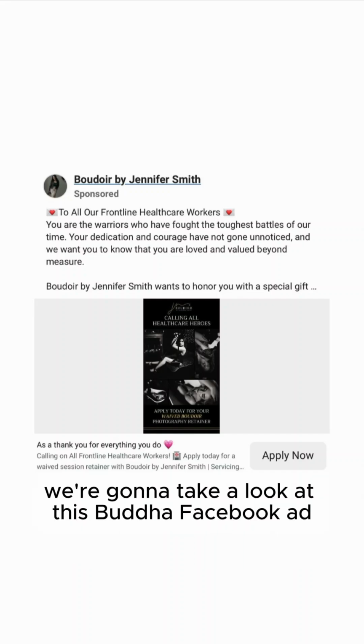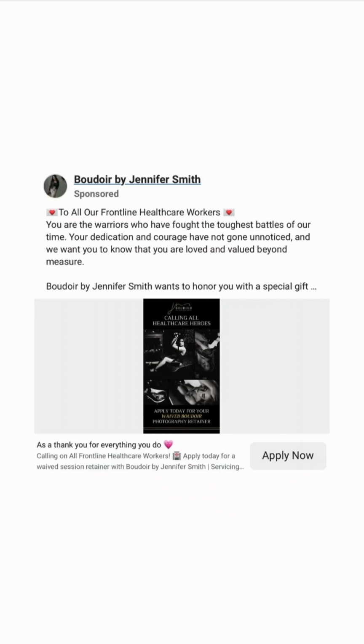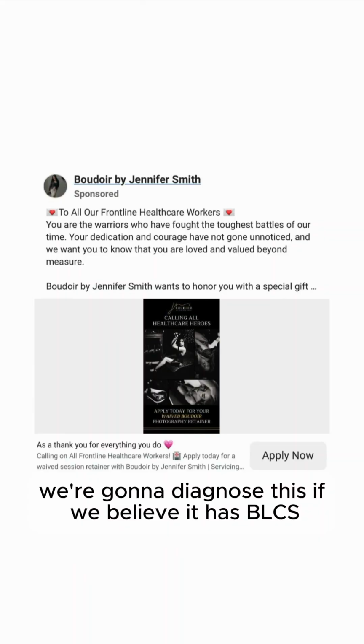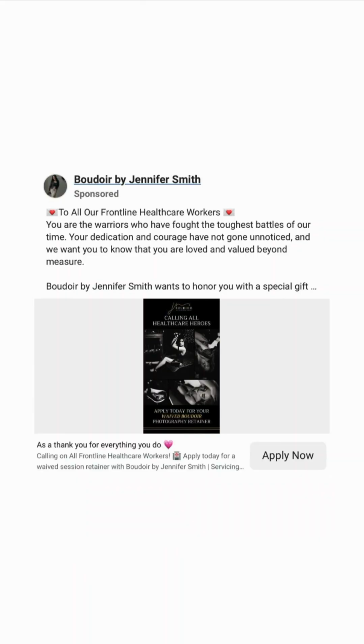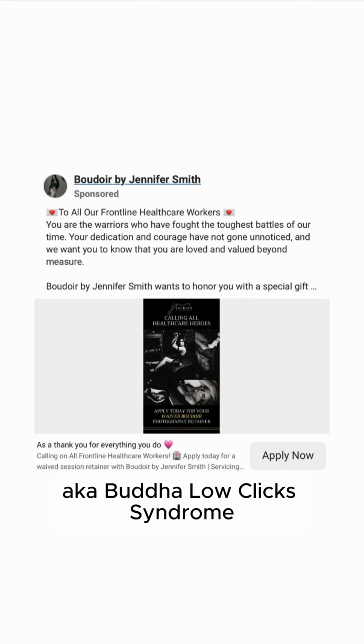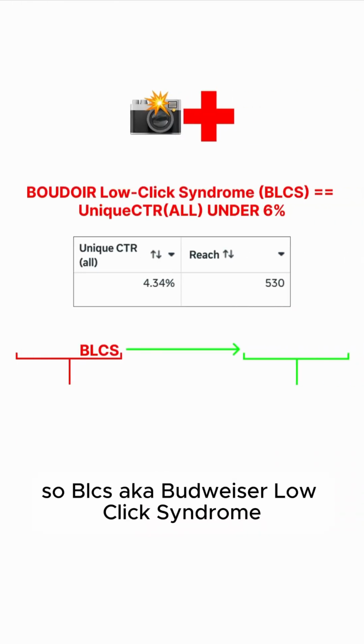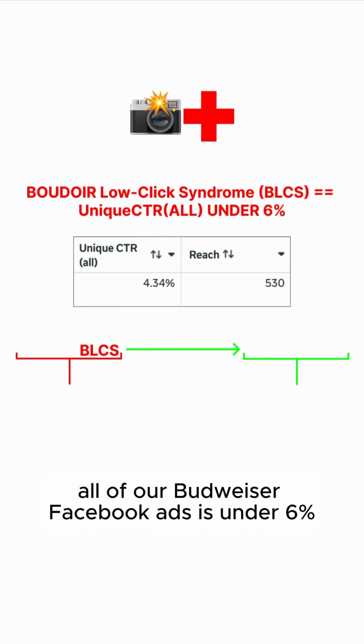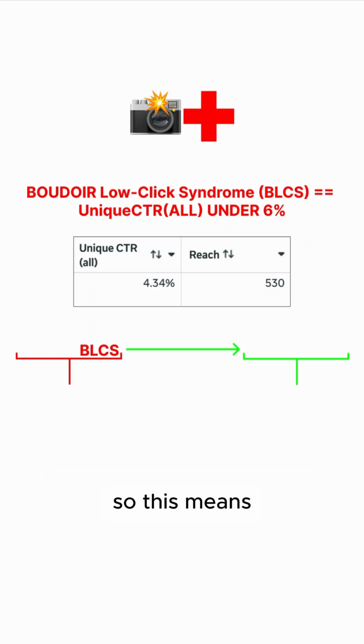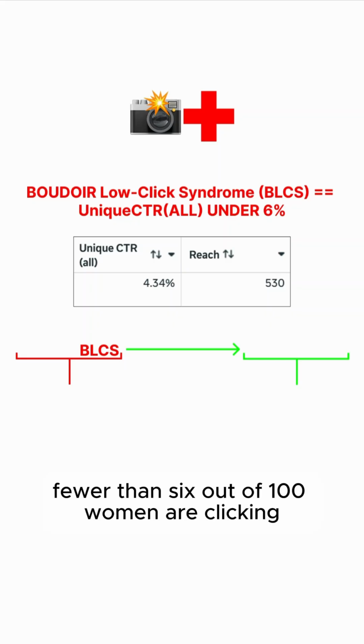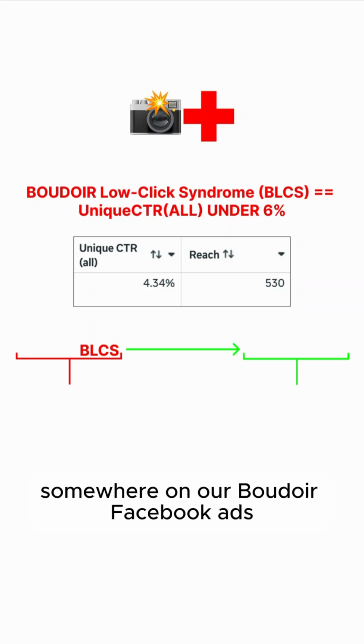All right, y'all, we're going to take a look at this boudoir Facebook ad. We're going to diagnose it, see if we believe it has BLCS, aka boudoir low clicks syndrome. So BLCS is when the unique CTR of all our boudoir Facebook ads is under 6%. This means fewer than 6 out of 100 women are clicking somewhere on our boudoir Facebook ads.